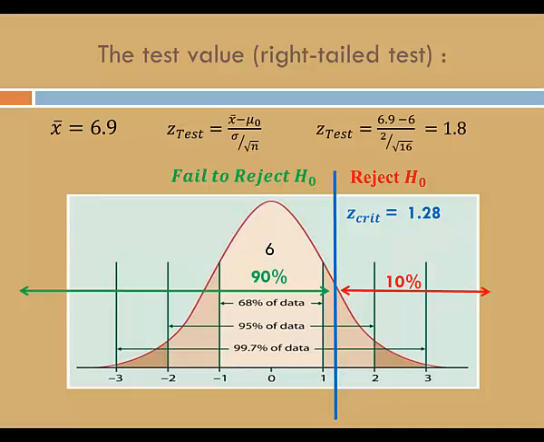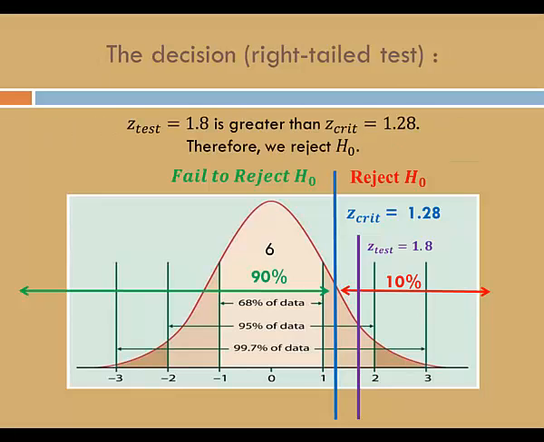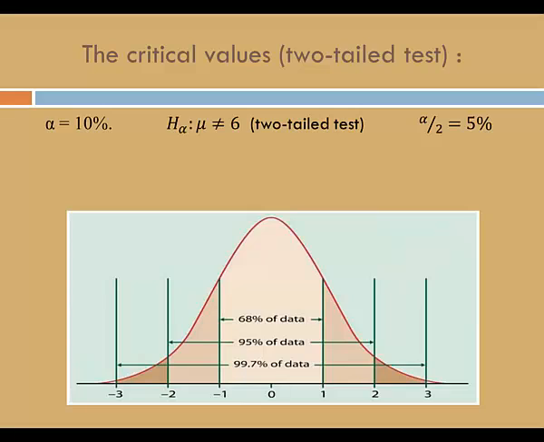Our sample result again is 6.9. We'll standardize this value. The result is 1.8. 1.8 is to the right of 1.28. It's in the rejection region. Our decision: since z-test is greater than z-critical, we reject H0. What about for a two-tailed test?